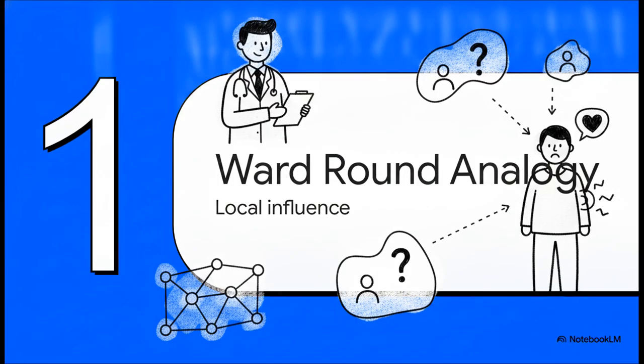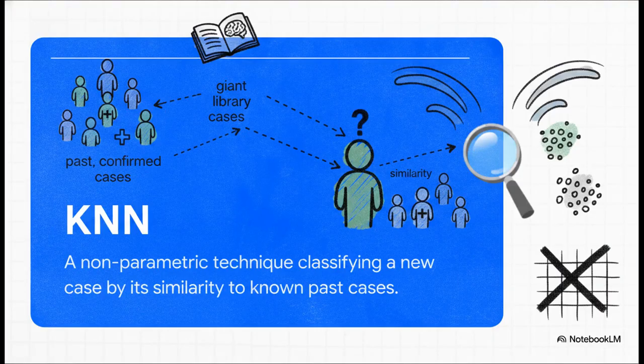The ward round analogy. I always like to start with the why, and honestly, the best way to understand this algorithm is to picture a totally normal human scenario. Imagine a doctor seeing a 58-year-old patient with chest pain. That doctor doesn't sit down and solve a complex algebra equation to figure out what's wrong, do they? No. Instead, they search their memory. They ask themselves, okay, which past patients have I treated who looked just like this one? That intuitive thought process? That is exactly what KNN does.